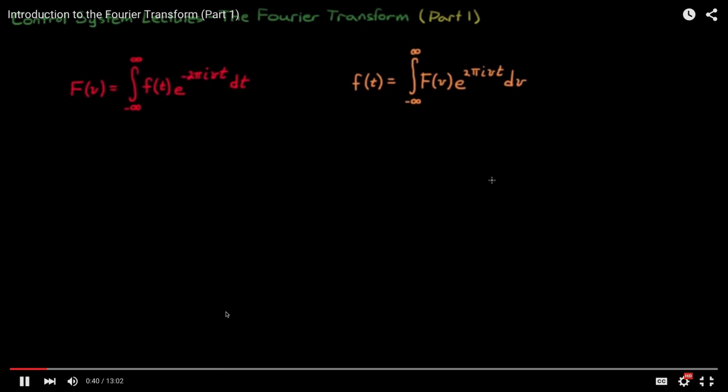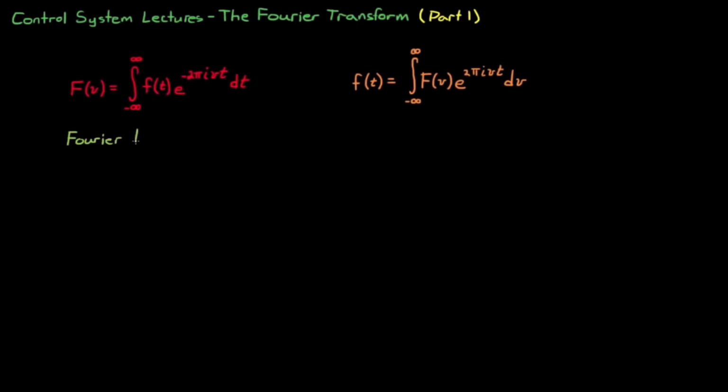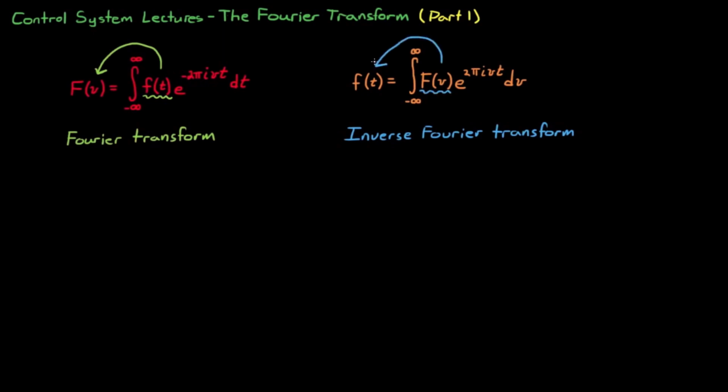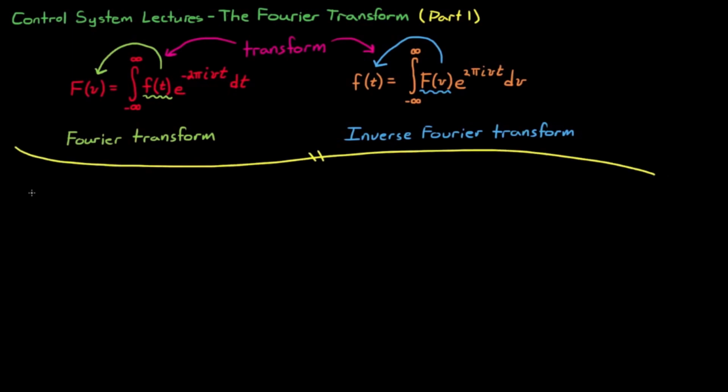This first equation is called the Fourier transform, or the forward Fourier transform. This second equation is called the inverse Fourier transform. As you can see, the first equation turns a function of time into a function of frequency, and the second equation does the reverse. It turns a function of frequency into a function of time. This process of turning one into another is called transformation, and so these equations are transforms. So what exactly is a transform?